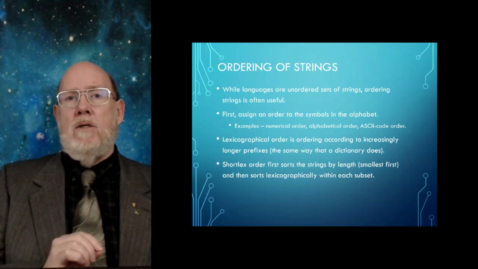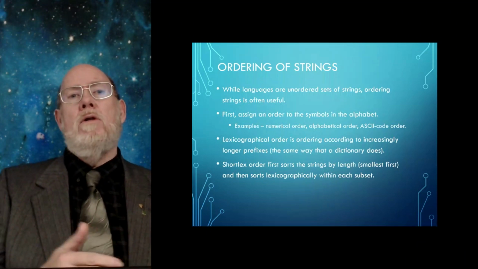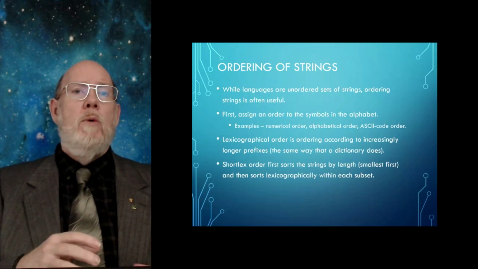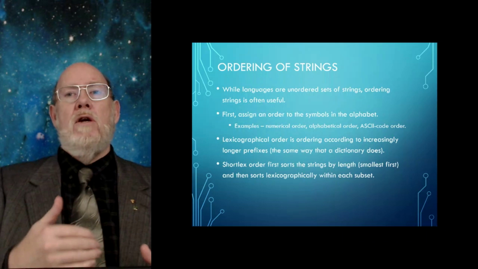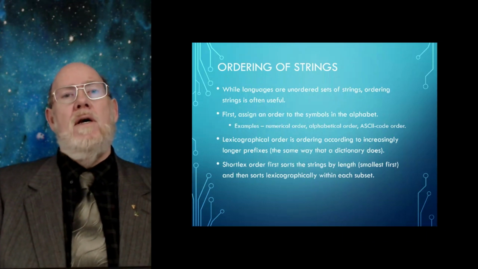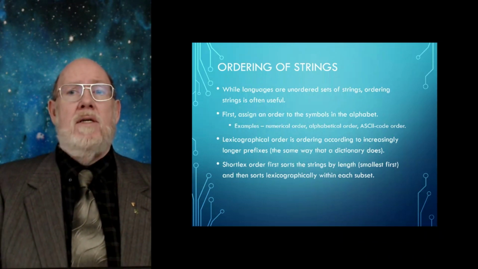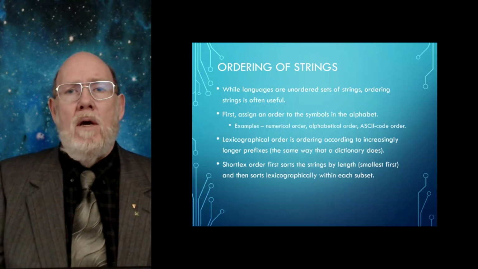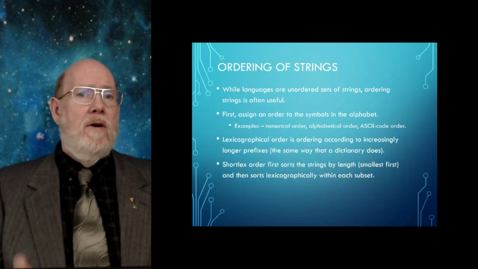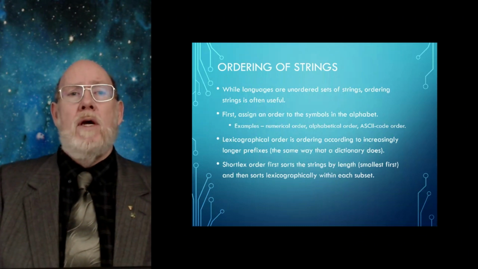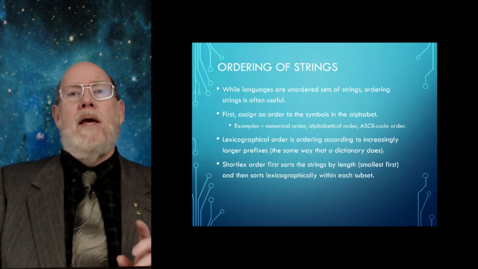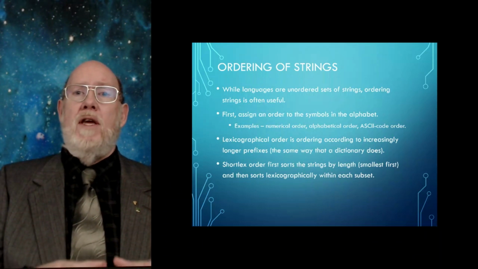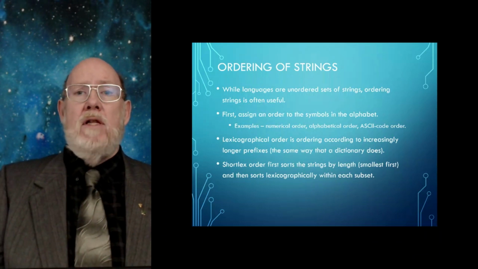Once the alphabet is ordered, we have two common ways to order the strings made from it. Lexicographical order is when we order the strings according to increasingly longer prefixes. This is the same way that a dictionary does it, and so this is often referred to as dictionary order. Shortlex, which is very useful for many of the things we're going to be doing, first orders the strings by increasing length, and then uses dictionary order within each group of strings having the same length.